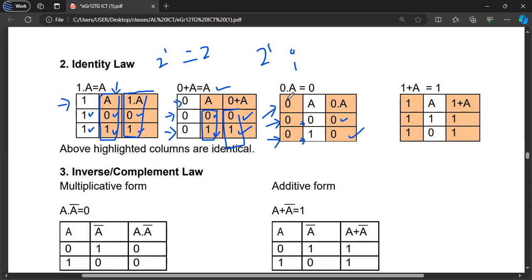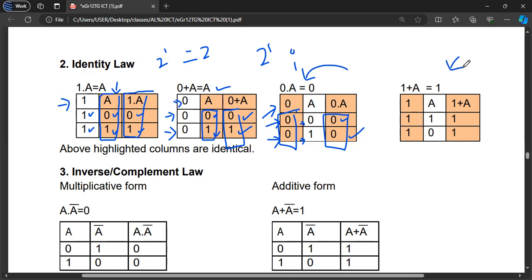What does it mean? Now here you can see that the highlighted columns, right? Look here, here also we have 0, 0. Here also we have 0, 0. So both are the same. So that's how this logic is proved, that 0 dot A is equal to 0. Okay, then let us move on to this part now.